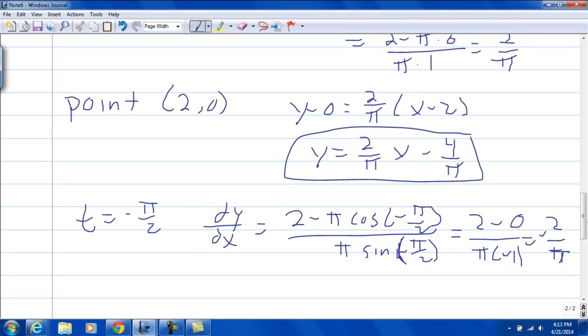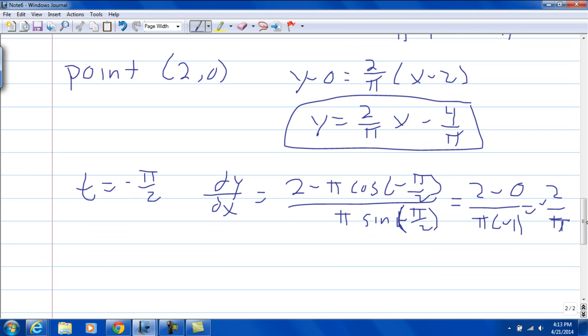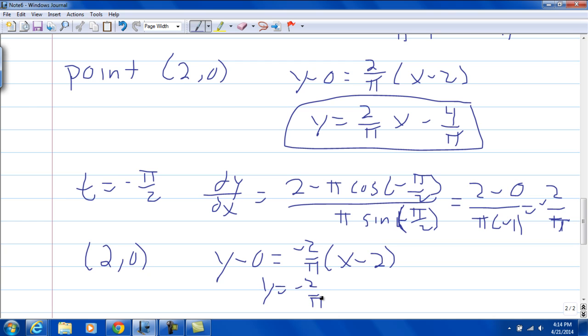So there's our slope. We're going to go to the same point, point being (2, 0). So we have y minus 0 equals negative 2 over pi times x minus 2. So y equals negative 2 over pi x plus 4 over pi. And that's it. Hope that helps.